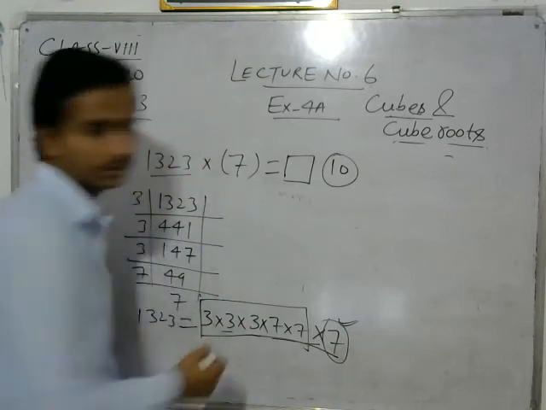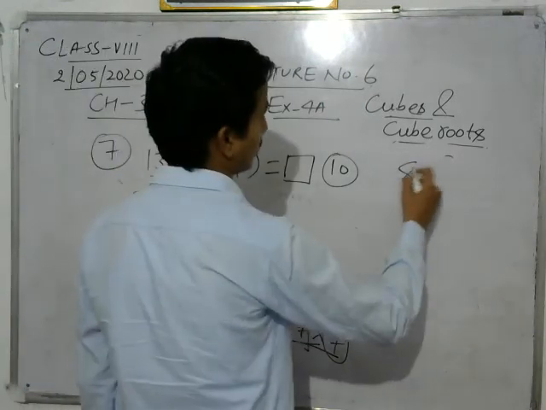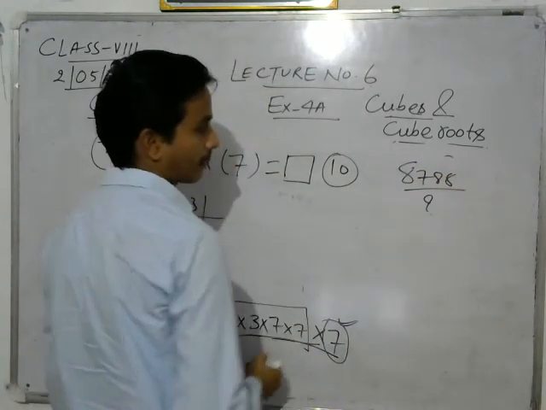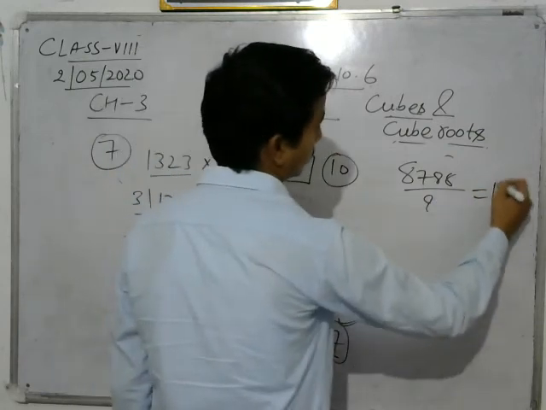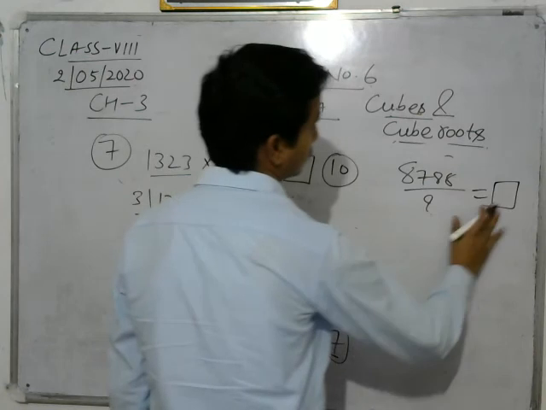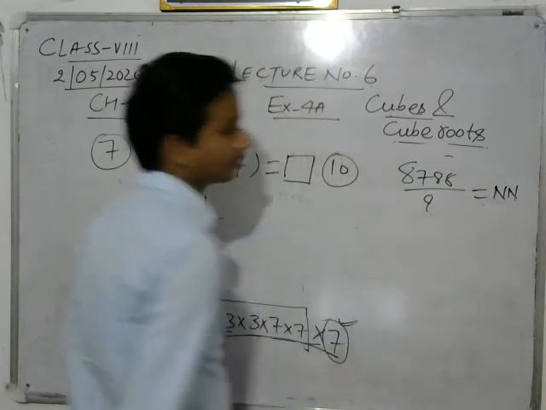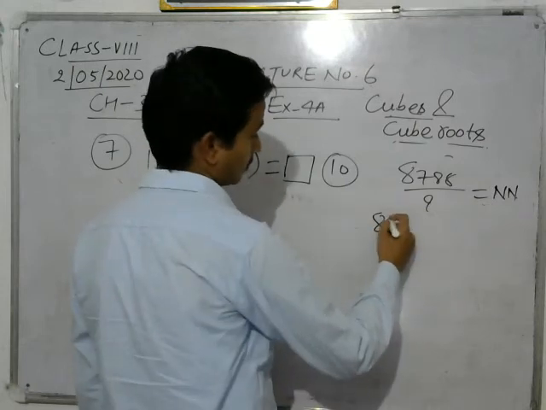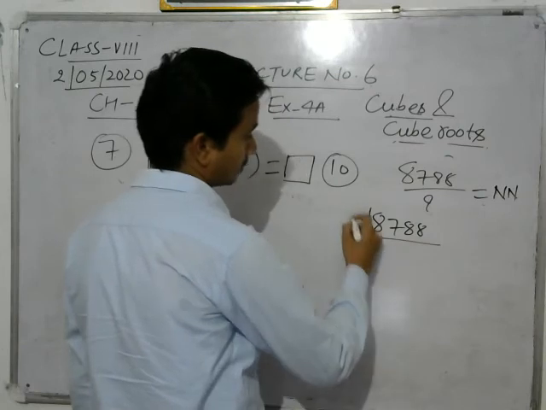Question number 10 is saying: by what smallest number should 8788 be divided so that the new number formed, NN in short form, will be a perfect cube?